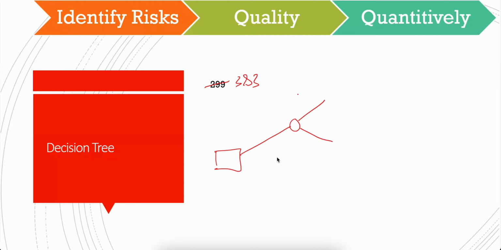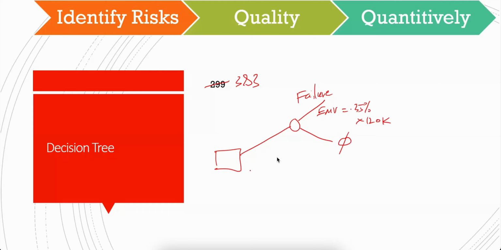So if a failure happens, the EMV is 35% times 120K. That's your EMV. If the failure doesn't happen, zero, no cost. So this is your decision point.